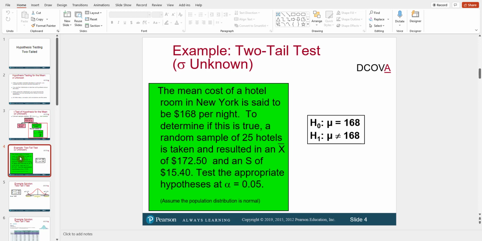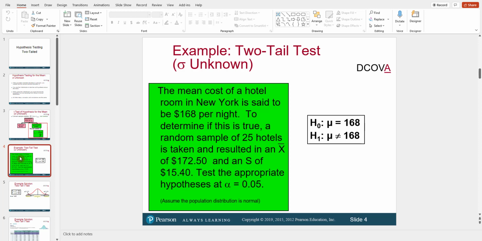The mean cost of a hotel room in New York is said to be $168 per night. To determine if this is true, a random sample of 25 hotels is taken and resulted in a mean of $172.50 and a standard deviation of $15.40. We're going to test this at a significance level, denoted by alpha, at the 0.05 level.